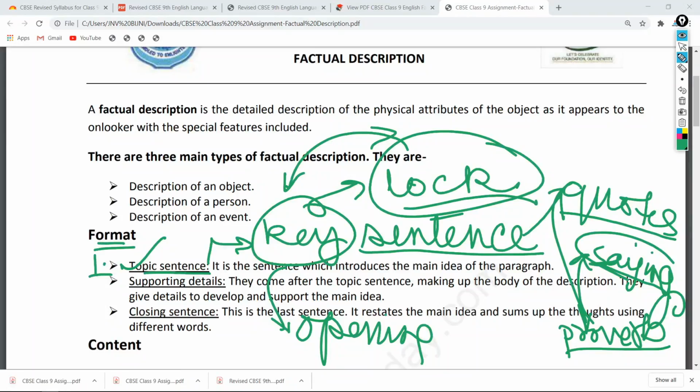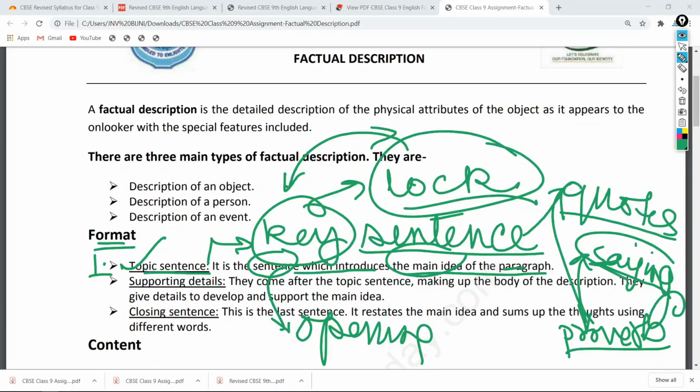First, we'll have to write the topic sentence or the key sentence, and it is the sentence which introduces the main idea of the paragraph. What type of sentence is it? This sentence introduces the main idea of the paragraph. Then what you will have to do is add the supporting details.